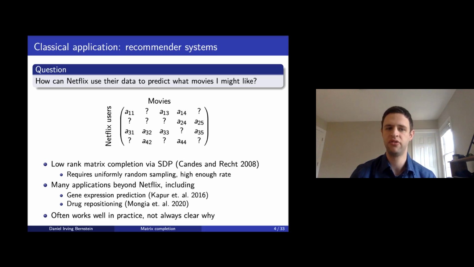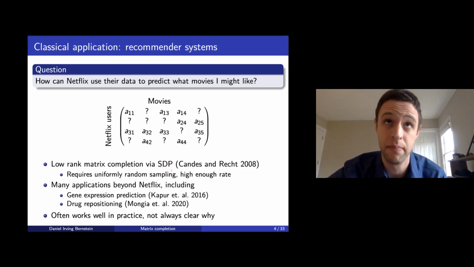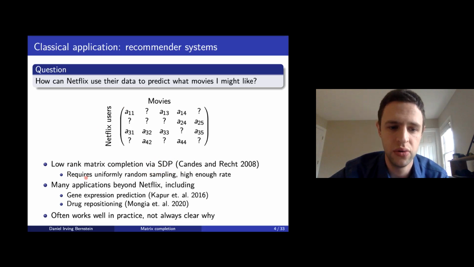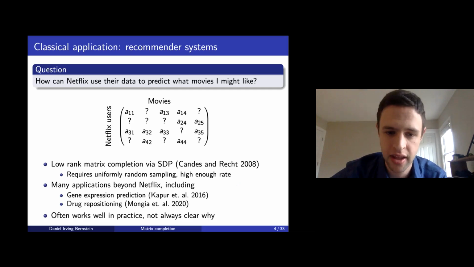The state-of-the-art general algorithm for doing this is what's known as nuclear norm minimization, which is an algorithm that uses semi-definite programming to solve a convex relaxation of the low rank matrix completion problem. There are theoretical guarantees on this algorithm, but they do require some assumptions, one of which is uniform random sampling at a high enough rate.